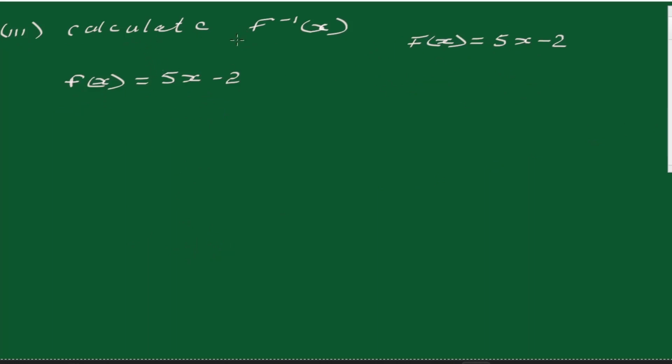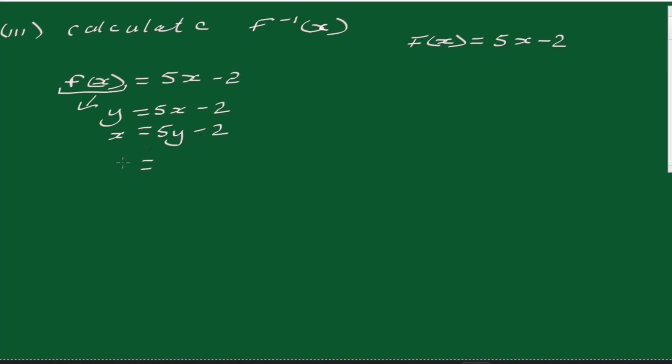Looking at our third question, we are asked to calculate the inverse of function f. Again, f -1 on top. This is the inverse of function f. And function f is equal to 5x minus 2. This part of the equation, as we normally do, we'll replace with y. So y equals 5x minus 2. We're going to interchange x and y. After having done that, we want to make y the subject of the formula.